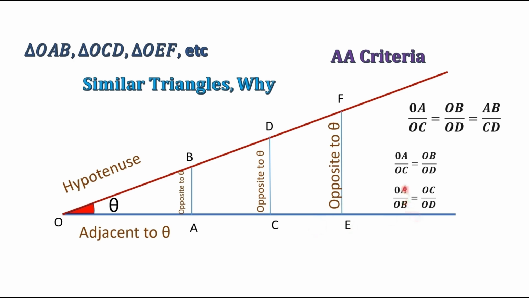For simplification, if you check OA by OB here, OA is adjacent to theta and OB is the hypotenuse. That means adjacent to theta by hypotenuse from the first triangle is equal to OC by OD, which is also adjacent to theta by hypotenuse for the second triangle. Even if you write it for the third triangle also, it will come as a constant. That means adjacent to theta by hypotenuse is a constant number, okay? It is not changing with the triangle size.